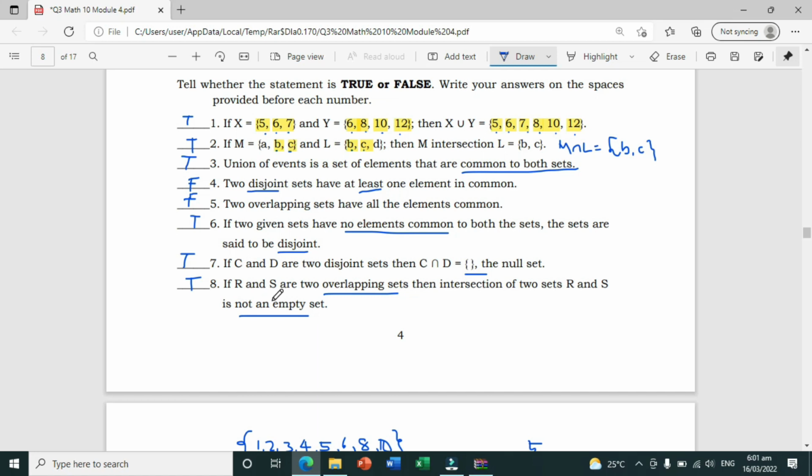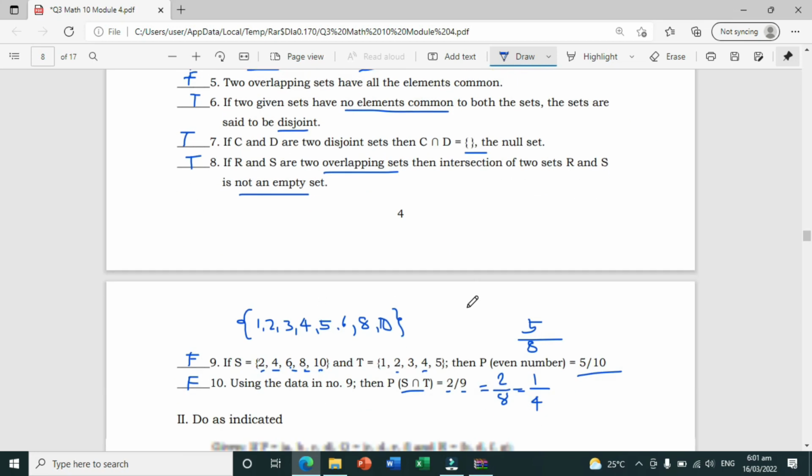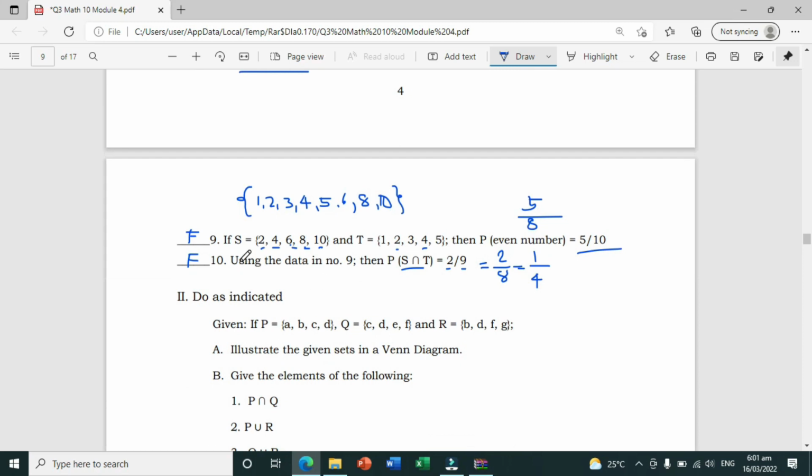Number 8, if R and S are two overlapping sets, then intersection of two sets R and S is an empty set. So, parang pareho lang sa number 7. So, true pa rin. Number 9, if S 2, 4, 6, 8, 10 and T 1, 2, 3, 4, 5, then the probability na even is equal to 5 over 10.